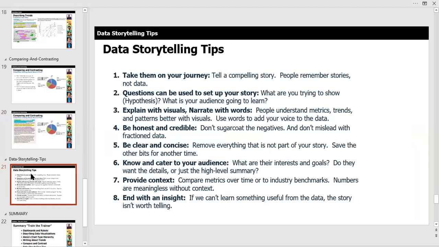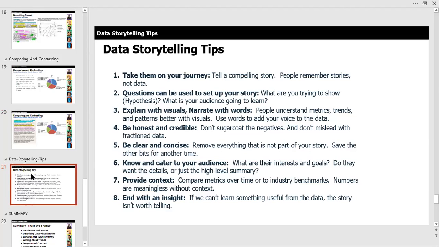We call it narrative, pictures with narrative. People understand metrics, trends, and patterns better with visuals. Use words to add your voice to the data. Be honest and credible, don't sugarcoat the negatives, and don't mislead with fraction data. It's not about expressing an opinion, it's just describing the facts. Now, you can make the facts more interesting by adding adjectives and adverbs, as opposed to just simply verbs.